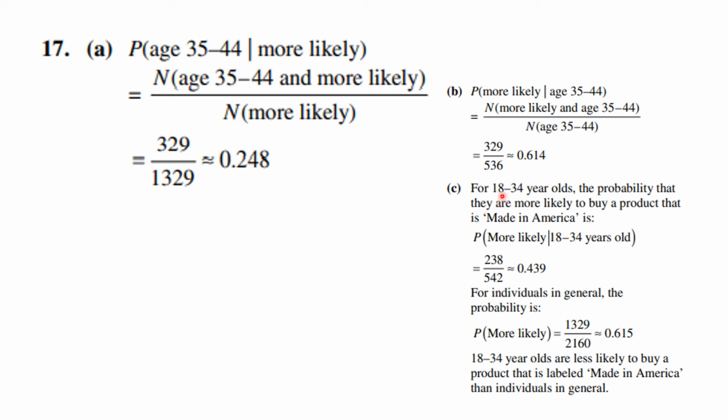And if it is a different age group, we compute it, and you get this. And for individuals in general, these are the row totals and column totals, and grand total, you get this. And so the question is, 18 to 34-year-olds are less likely, because that was 43% and change, almost 44%, than individuals in general, which was almost 62%.